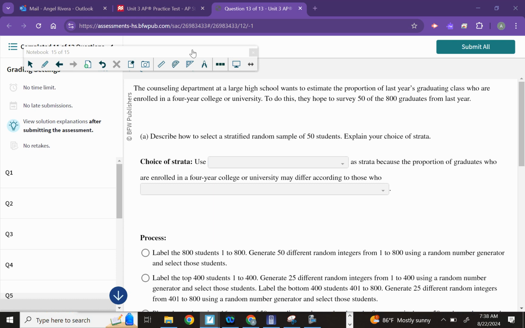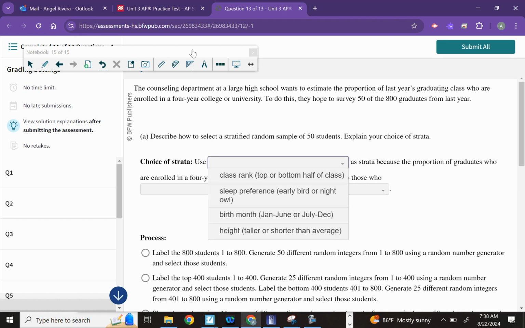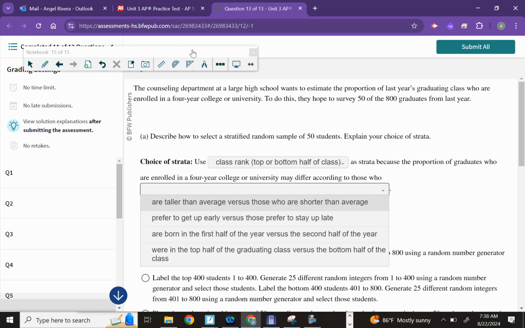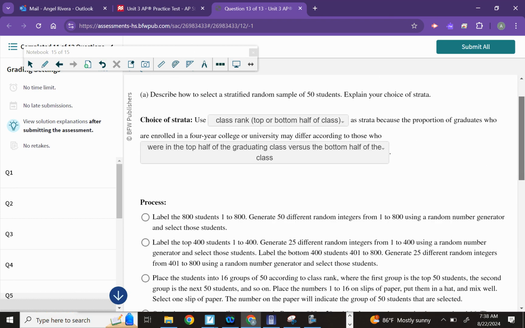So we are looking at where individuals are going after they graduate. It's giving us options, but if this were an upper Q, you would have to think through how could I stratify? So, I think yes, class rank is definitely one way. If it weren't class rank, like if you weren't given some things, I would think maybe honors AP students versus non-honors AP students as a strata, because the proportion of graduates who are enrolled in a 4-year college or university may differ according to those who were top half or bottom half of the graduating class.